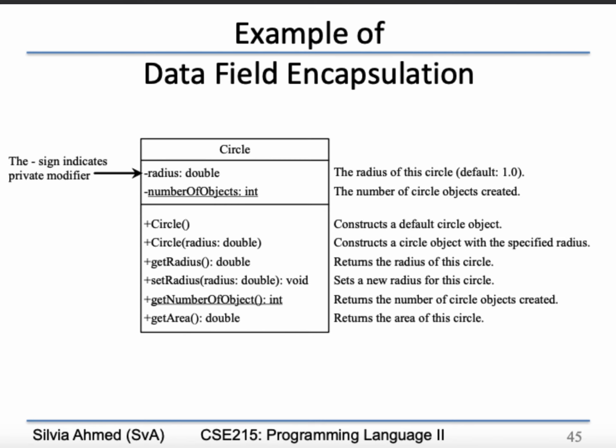So by convention, we will make all the data fields private. Then we will have getRadius, getNumberOfObjects, that means the getter methods, and setRadius and the setter methods, to give access to read and write some particular data field, and the getter and setter methods will be public. Otherwise, other objects cannot access them.